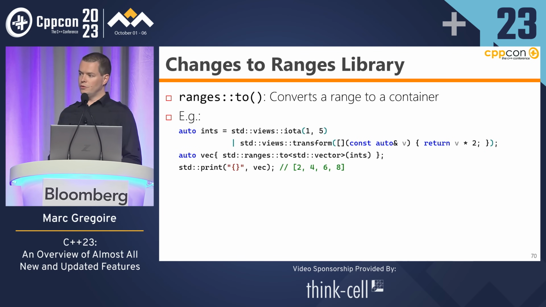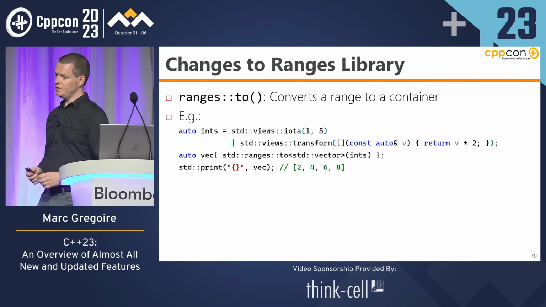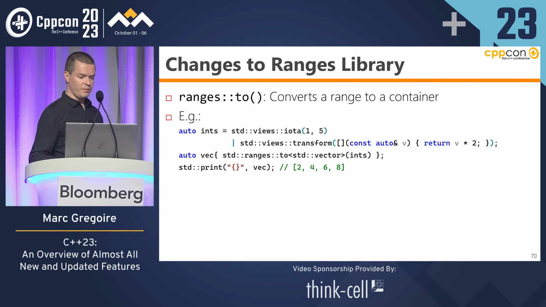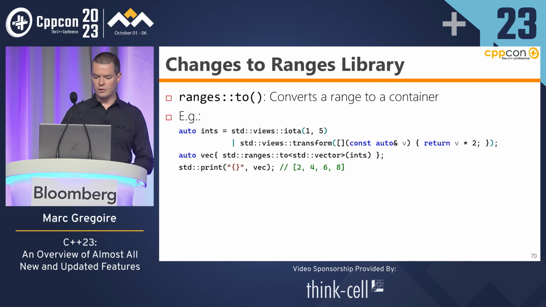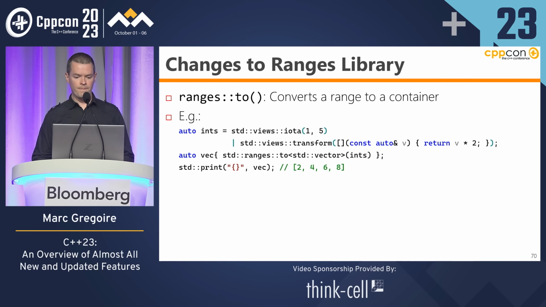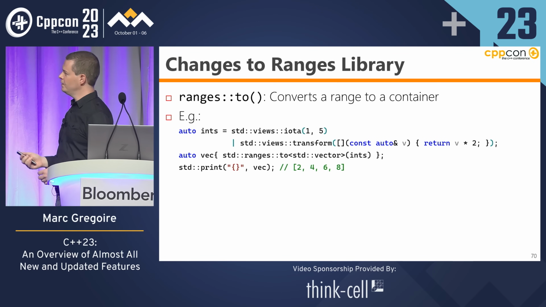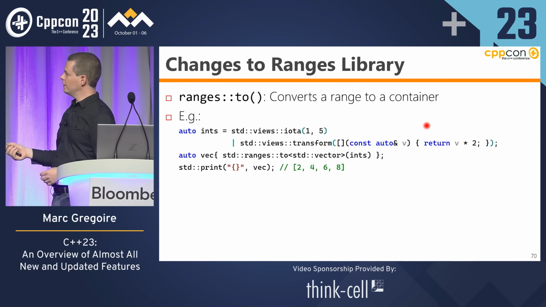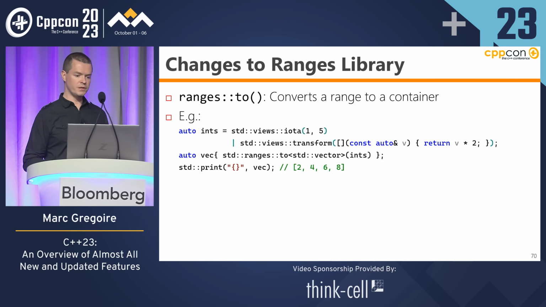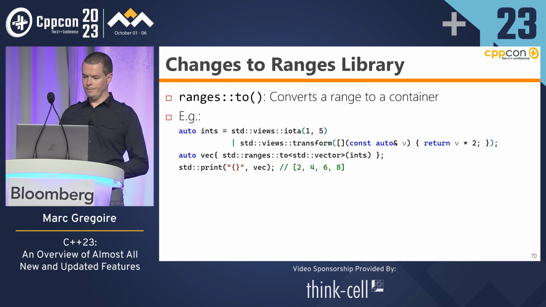Ranges 2 allows you to convert a range into a container. This was not so trivial in C++20, so luckily now we have ranges 2 in C++23. So what am I doing here? I'm using iota to create a range of 4 integers, 1, 2, 3, 4. I'm transforming them, doubling them, so I get 2, 4, 6, 8. And then the third line here converts my range into a vector of integers. I can print them out, and you can see that the result is 2, 4, 6, 8.